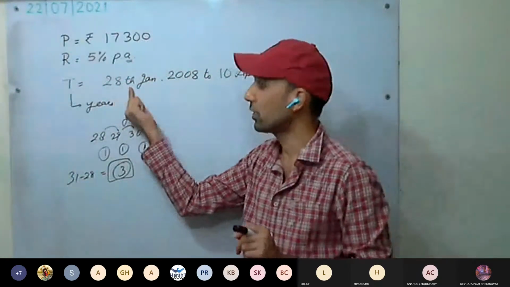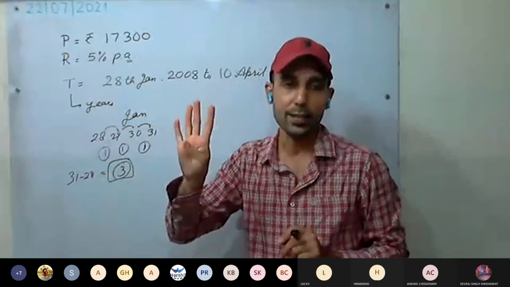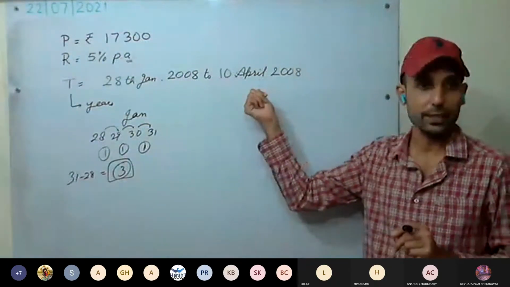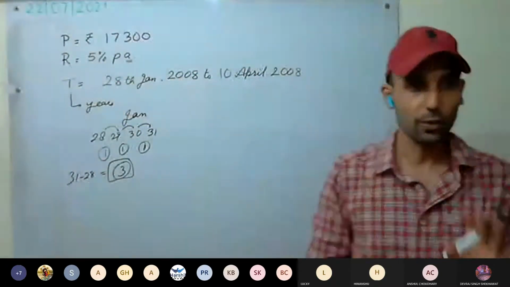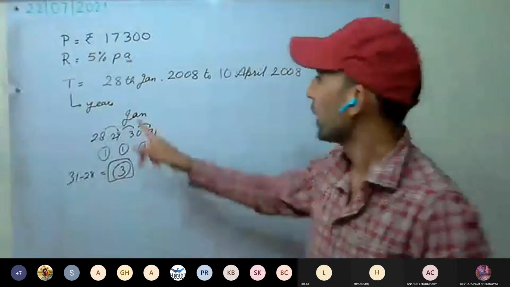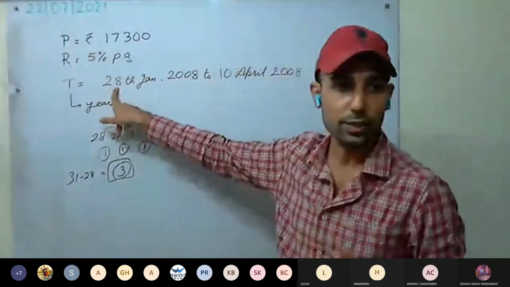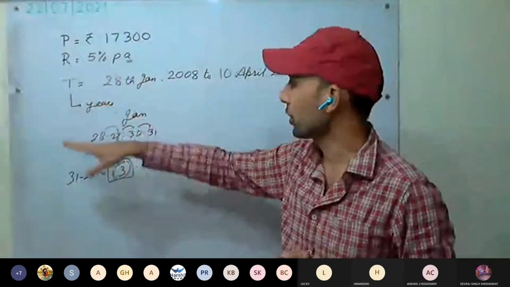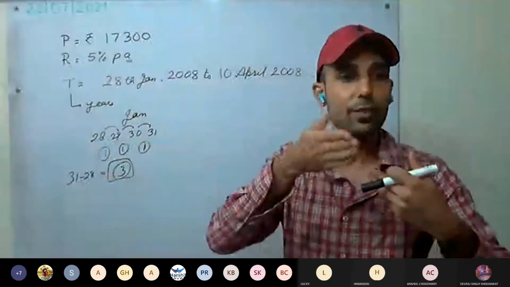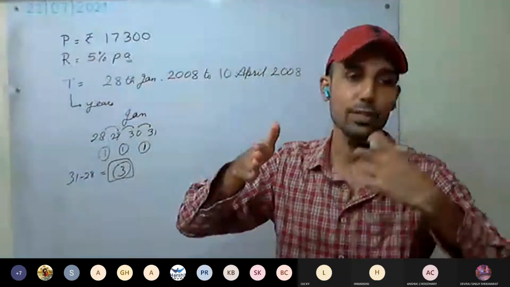So in January, if you are taking 4 days, it means in April you have to take only 9 days. Understood this one? So what we are going to do, we are going to follow this one. We will never count the initial day. Understood? 28 we won't count. So from 31 we have removed 28. So remaining only 3 days.